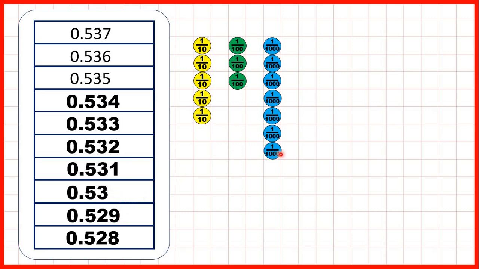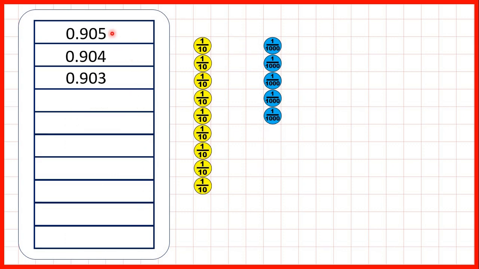So let's show the counting using place value counters. We start with 5/10ths, 300ths and 7,000ths, so that's 0.537. We can keep on subtracting thousandths, but when we get to 0.53, so 5/10ths and 300ths, we need to exchange one of our hundredths for 10 thousandths, so that we can continue subtracting thousandths until we get to our last value, 0.528, so that's 5/10ths, 200ths and 8 thousandths.